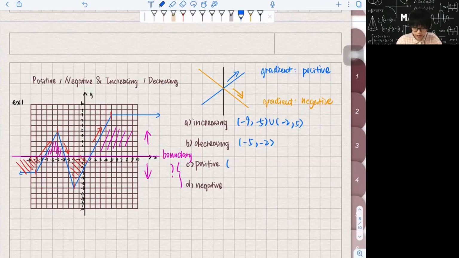Therefore, the positive part is from almost -7.5 to -3.5, as well as from 1 to positive infinity. The negative part is from -infinity to -7.5 and from -3.5 to 1.